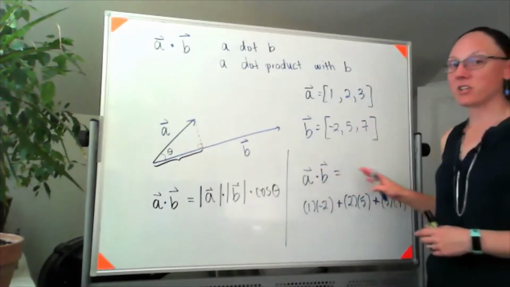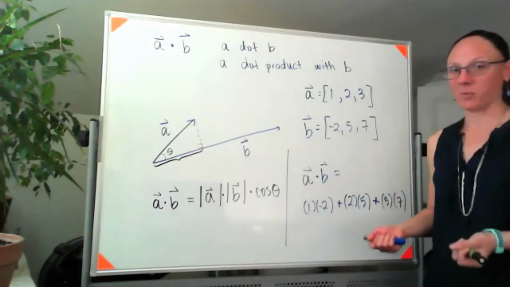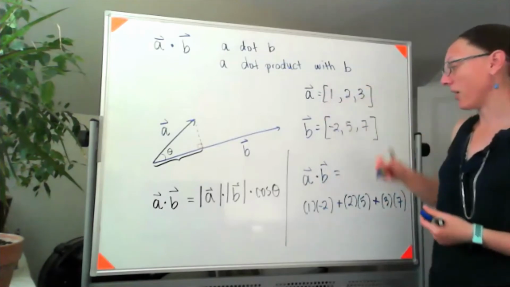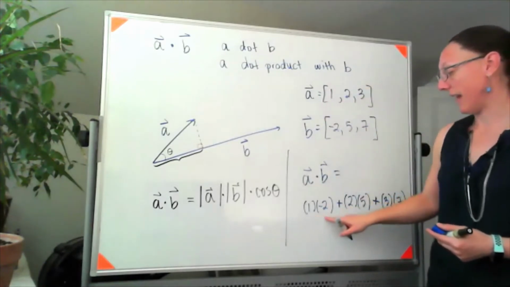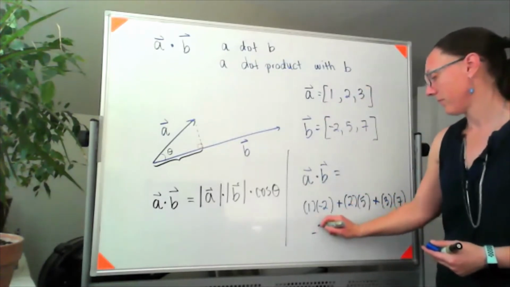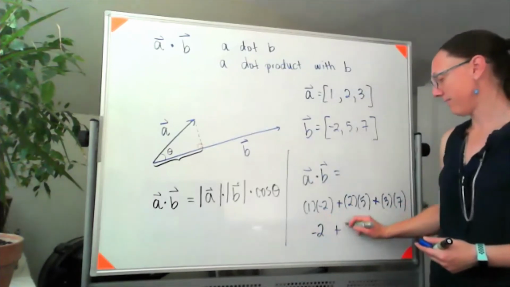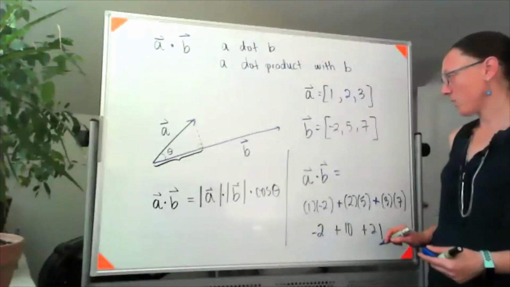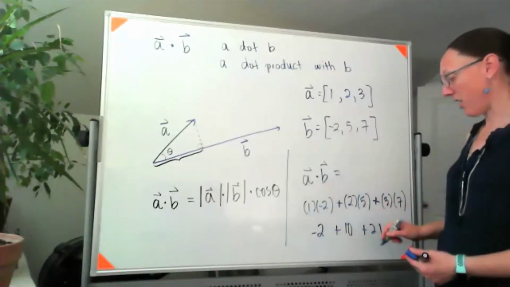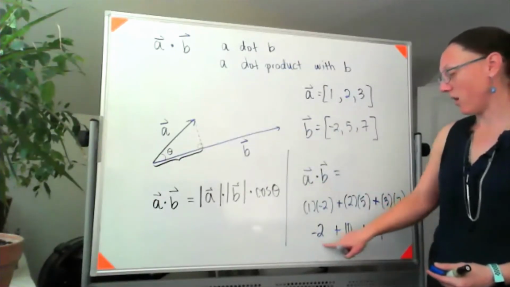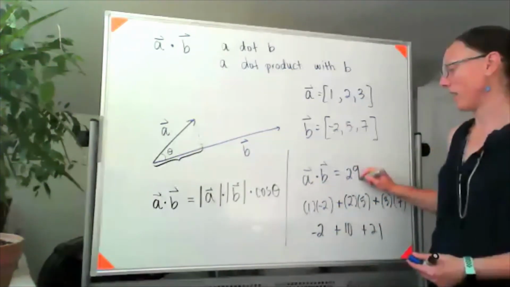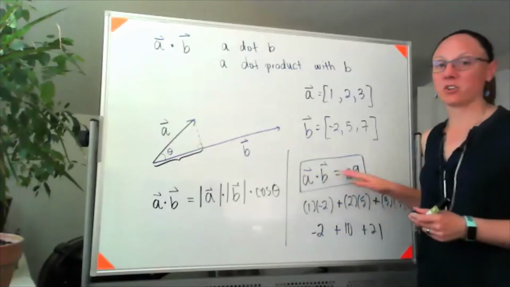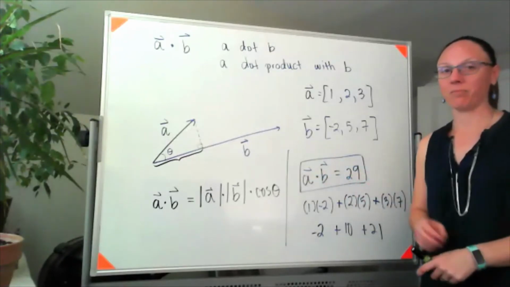So my answer to the dot product is always a constant. We're going to get a number out of the dot product. So in this case, the dot product of these two vectors looks like -2 plus 10 plus 21. So my dot product for A dot B would look like that's 31 minus 2, so 29. So if I'm just asked to find the dot product, the answer to the dot product is this number, 29.